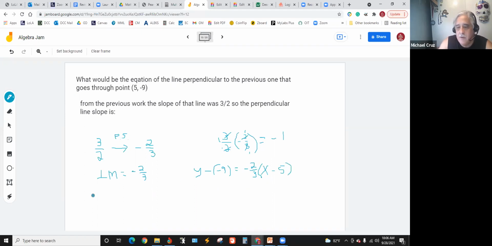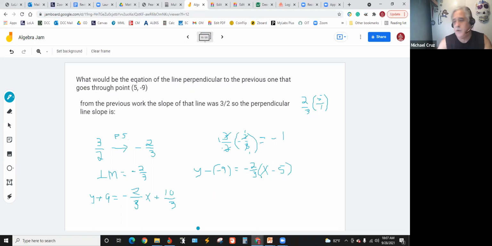So then this is y plus 9 is equal to -2/3 times x is 2/3 x. And then negative times negative is a positive. And remember, this is over 1, so it's 10 thirds. Just in case you're having trouble seeing that, they're both negative. So nothing's coming out side to side, so it's just going to be 10 thirds. All right. So that line right there is perpendicular.